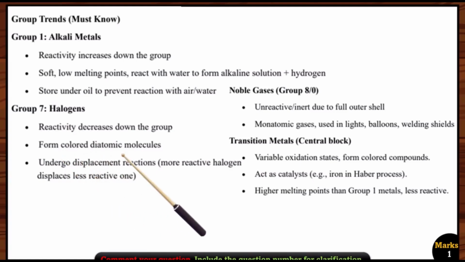Let's see halogens. Halogens are colored diatomic molecules because they just need one electron in their outermost shell. So in nature, they are present in the form of diatomic molecules. They are never present as monoatomic.